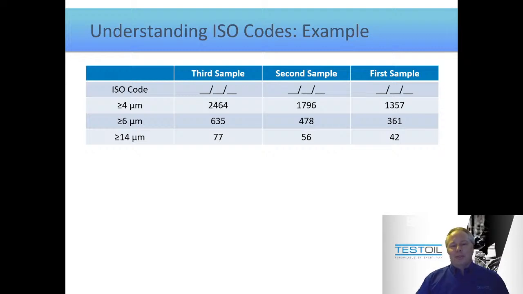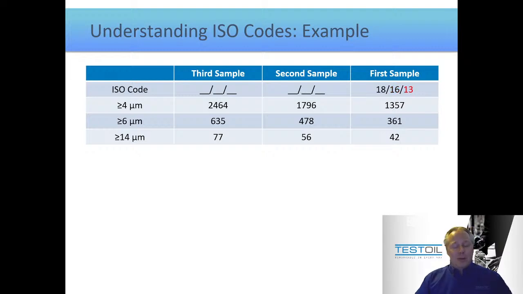If I was to refer to the previous table with the ISO codes and now try and code these results, here's what I would get. The first number's 1,357. That falls within a range of 1,300 to 2,500, which is an ISO code of 18. So for this first number, I could write in the ISO code 18. The second number is 361. That falls between the range of 320 and 640 particles. That is an ISO code of 16. So for the second number, I would write in 16. And the last number, 42, falls between the range of 40 and 80, which is an ISO code of 13. So for the last number, I could write in 13.